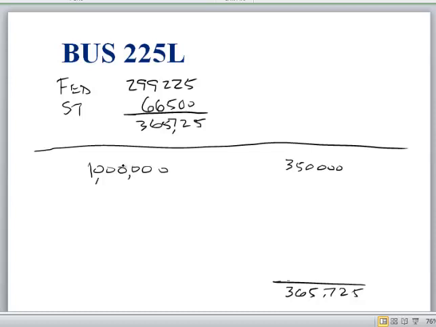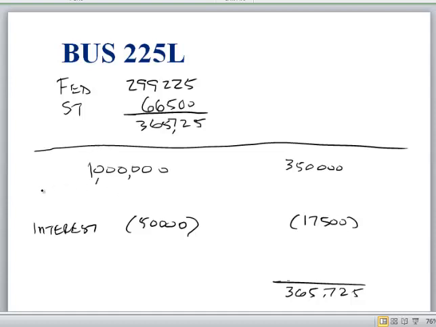Tax exempt interest. Okay, so we're going to call that interest. And that was 50,000. So at 35%, that is 17.5, right? Okay. So far we're going in the wrong direction.